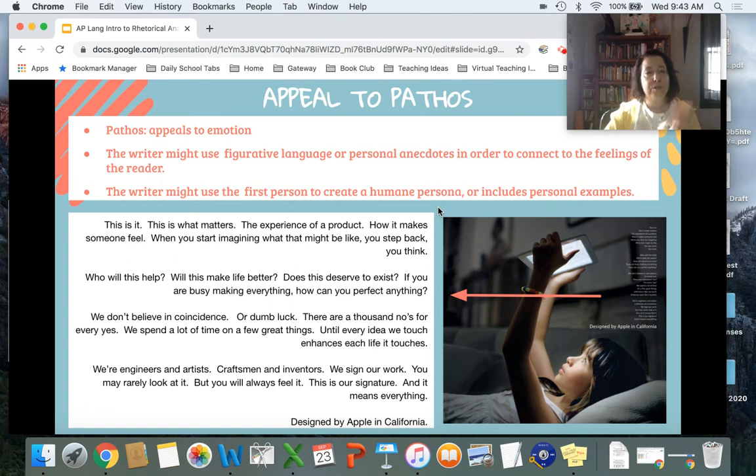So I will pause, and the same types of questions will pop up. A multiple choice just about appeal to pathos, and then a more open-ended question that asks you to pull some text or some evidence about where you see an appeal to pathos in this particular ad. And then I shall pause.